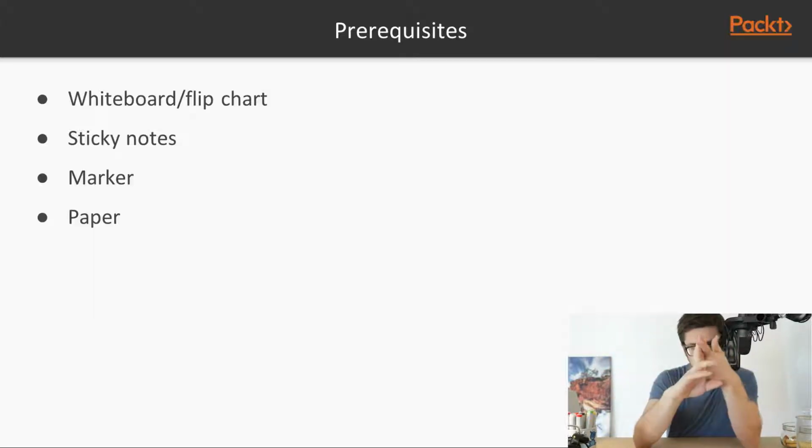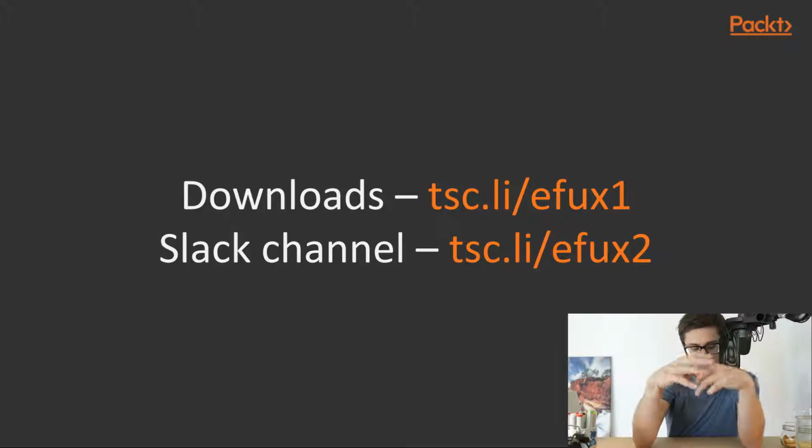For the activities, we'll need some art materials. If you haven't got that already, make sure you've got a whiteboard or flip chart to draw on, lots of sticky notes, markers, and normal paper. During the course, I'll have links and resources in the slides. You don't have to write them all down. You can find all those links, drawings, related information, and much more on a separate page on my website dedicated to this course.